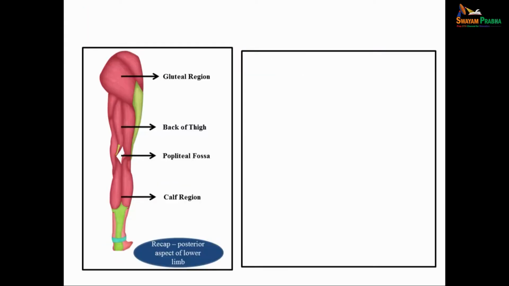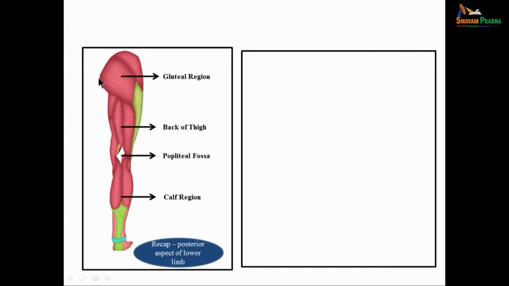Now, before going to the boundaries, let us have a small recap on the muscles of the posterior aspect of the lower limb. Now, if you see this picture here, the posterior aspect of the lower limb is divided into the gluteal region, the back of the thigh and the calf region. And behind the knee joint, you see the diamond shaped fossa, that is the popliteal fossa.